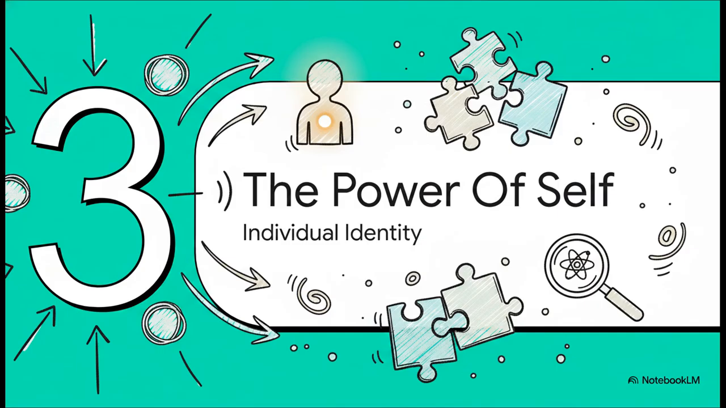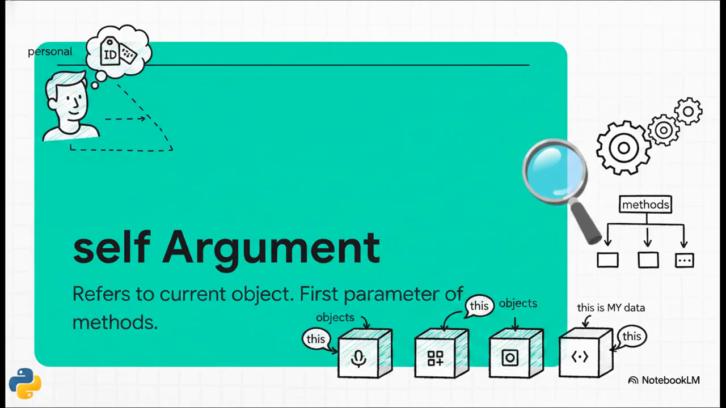Which brings us to Section 3, the power of self. If you've spent literally any time looking at Python, you have definitely seen the word self everywhere. So what actually is it? Well, self refers to the current object or instance of a class. It's the very first parameter of every single instance method. You know, I like to think of self as a personal ID tag for your objects.